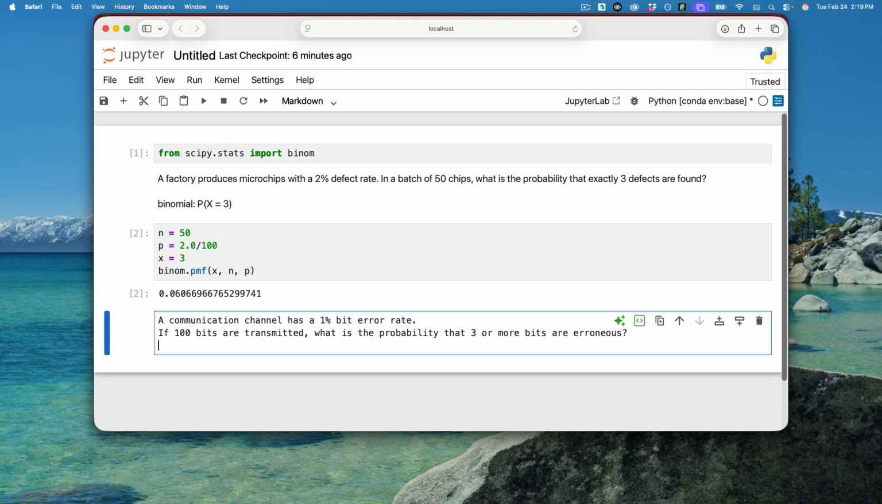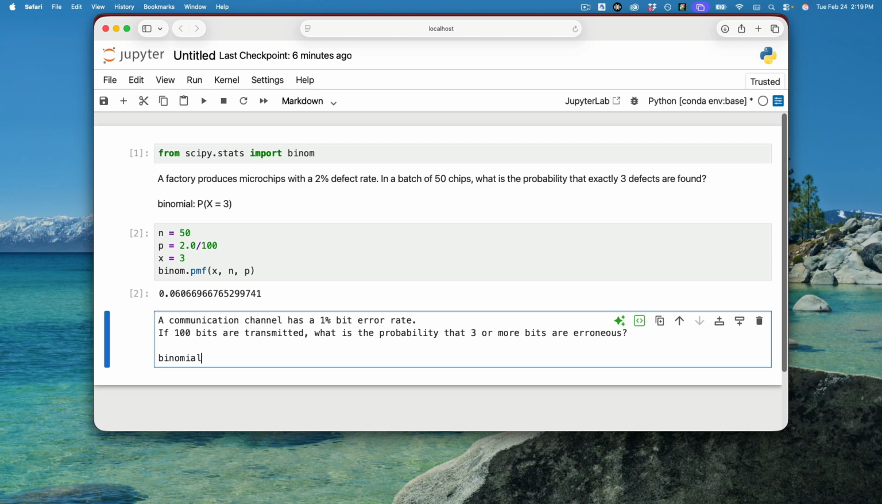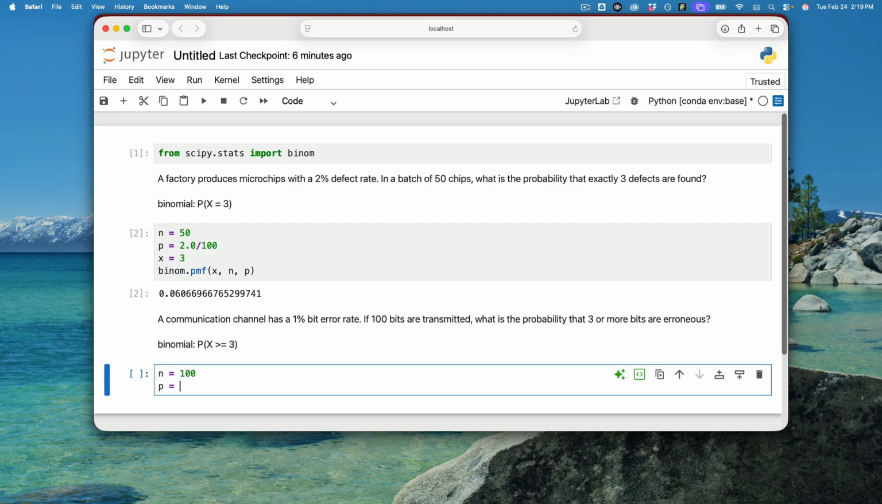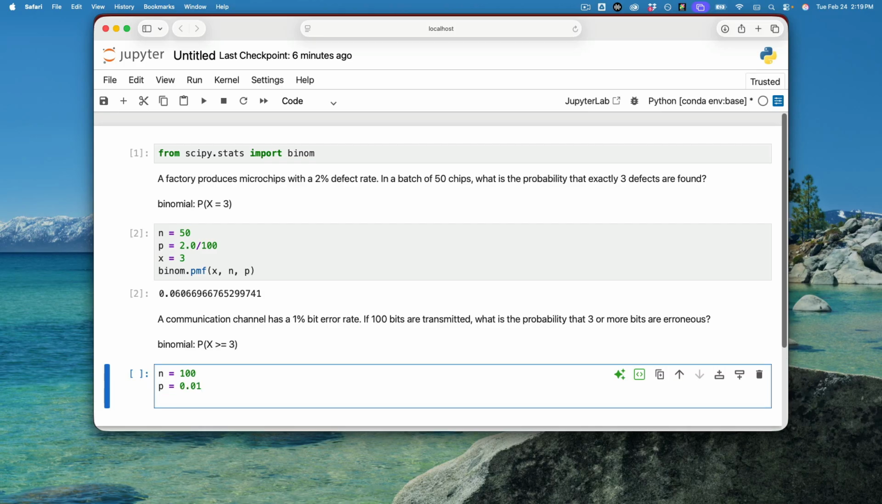I always would write it as a probability. So this should be binomial. And my probability that 3 or more, so that's X greater than or equal to 3. Okay? Because that's 3 or more. If I had asked more than 3, it would be X greater than 3. Okay? So N is 100, P is 1%, and then X is equal to 3.